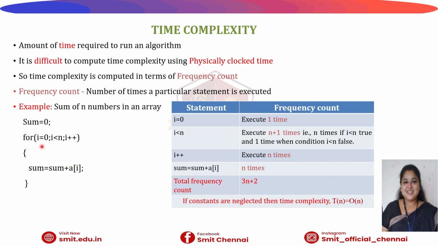So i = 0 runs for 1 time, i < n for n plus 1 times, i++ runs for n times. Then we go to the inner statement, sum = sum + a[i]. This statement is going to run up to n times. So totally 1 plus n plus 1 plus n plus n times, so 3n plus 2. So in this we are going to neglect the constant values 3 and 2, and only take the n value. So the time complexity T(n) is nothing but order of n.